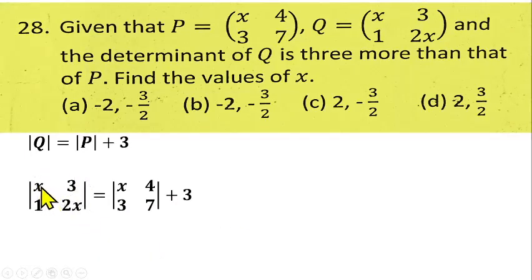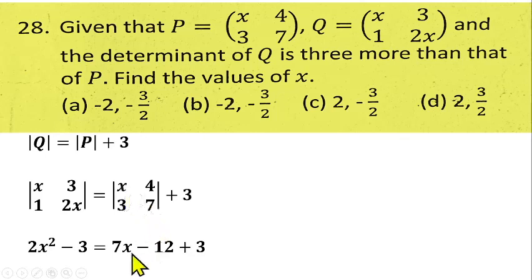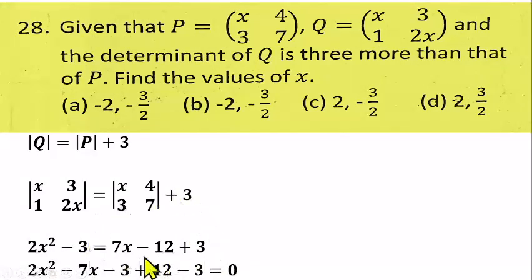So you cross multiply: s times 2s gives us 2s squared, minus 1 times 3, that gives us 3. So you'll be having 2s squared minus 3 equals, cross multiply, s times 4, 7 times s will give us 7s, minus 3 times 4 will give us minus 12, then plus 3. Simplify that further, by collecting like terms, you have 2s squared, then minus 7s minus 3 plus 12, then minus 3 equals 0.